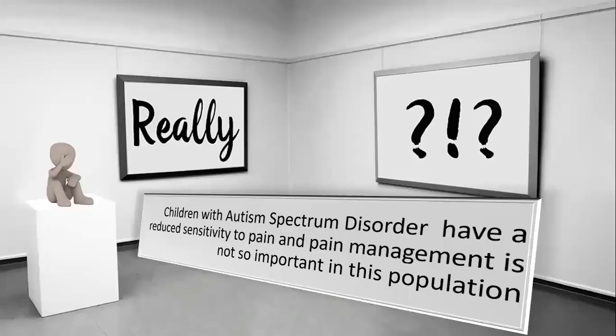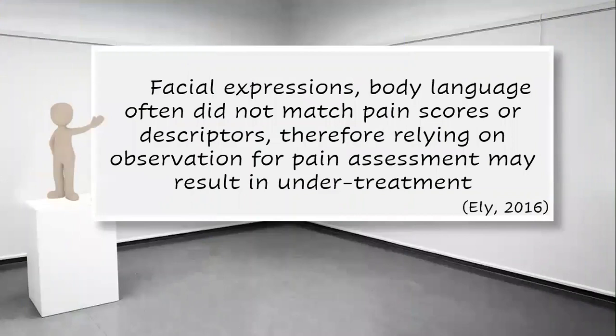Have you ever heard people saying that children with autism spectrum disorder have reduced sensitivity to pain and pain management is not so important in this population? There are actually people who believe this, but this is obviously not true. In fact, the facial expressions and body language of children with autism often do not match pain scores or descriptors. So if you just use observation for pain assessment, it may result in undertreatment of pain in this population. We should be vigilant and note small changes, such as not using one limb as often as the other.